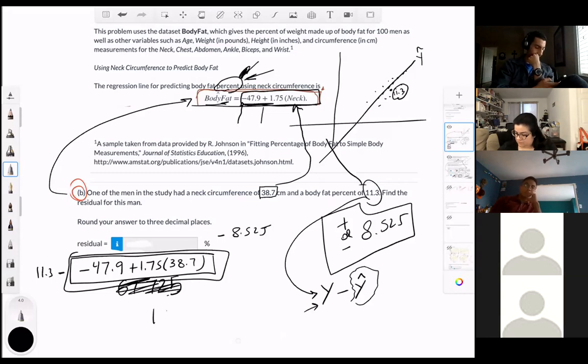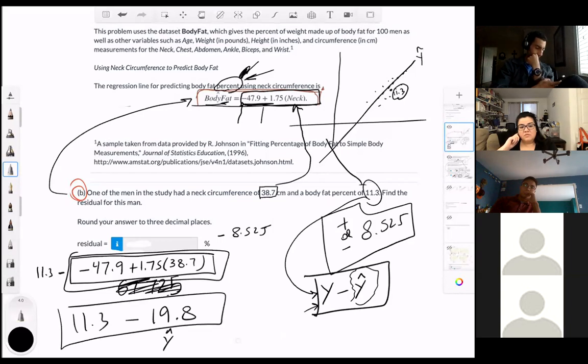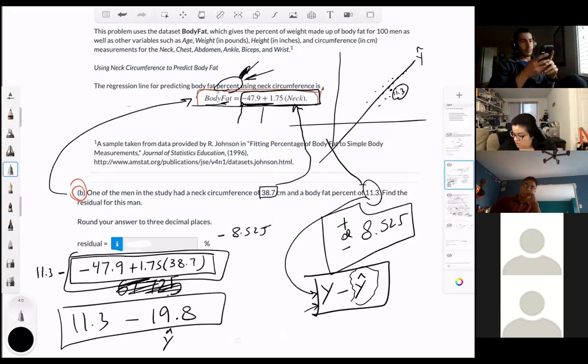19.825. Right? Then the formula for residual is y minus y hat. So that's the formula. That's why it would be a subtraction. Okay. Thank you. No problem.